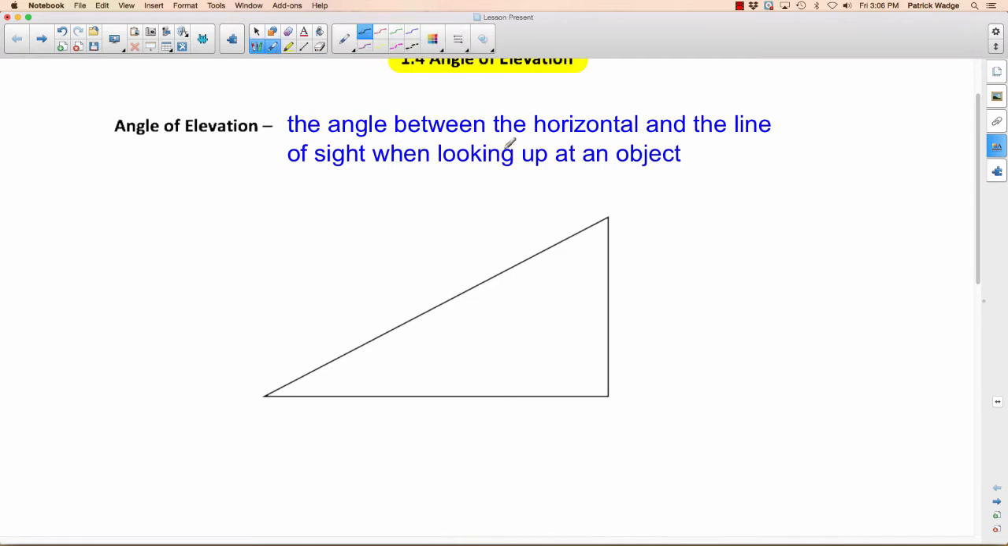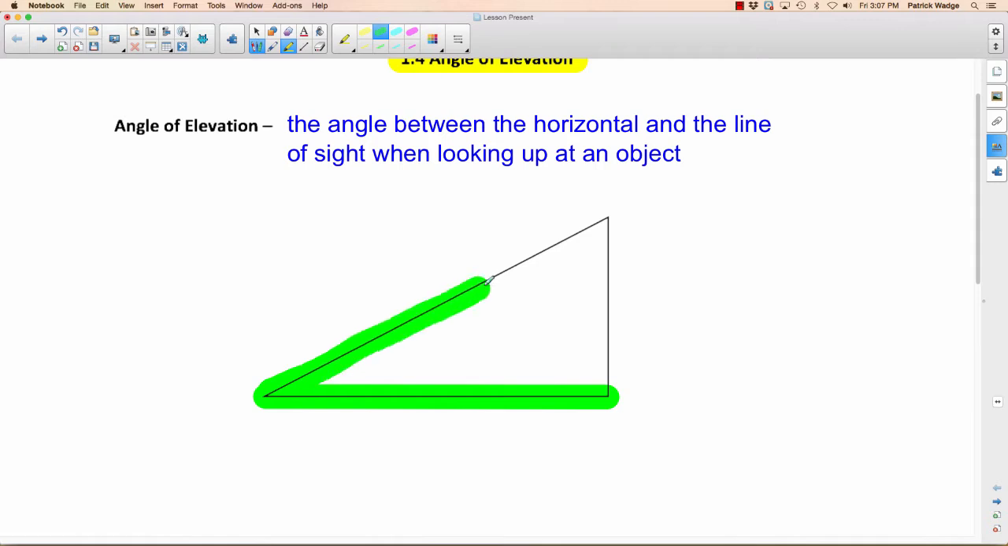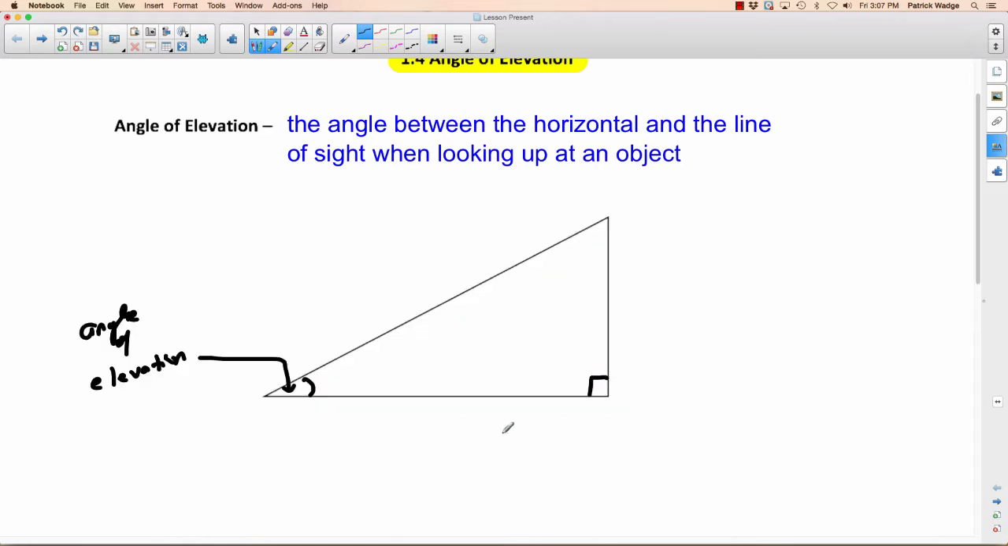The angle between the horizontal, well, if we look at this triangle, what's the horizontal line? The horizontal line is the one that runs along the horizon, right? This is the horizontal line there. And it says the angle between the horizontal and the line of sight when looking up at an object. So for example, if you were down here and you were looking up at an object that was way up here, there's some kind of object right here that you're looking at. I don't know what it is, a ball. I'm such a good artist. Then the angle in between right here, this is the angle of elevation right there. By the way, this is supposed to be a right angle triangle, 90 degrees.